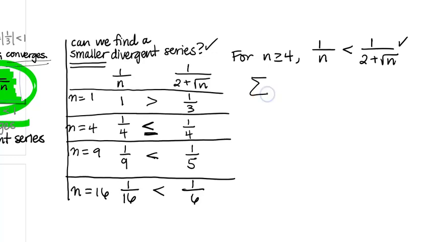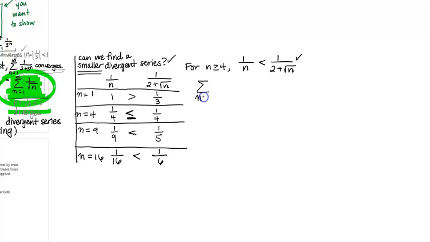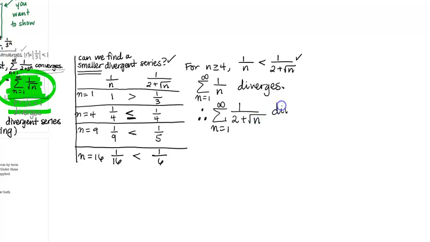We do know this index starts at 1, so I'll also start at 1. We do know that the series from n equal 1 to infinity of 1 over n diverges. Therefore, we can conclude, those 3 dots in a triangle mean therefore. You may see people write that as they're doing math, that the series we are working with also diverges by the direct comparison test.